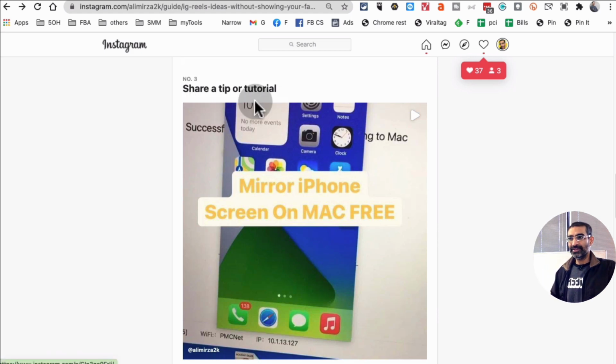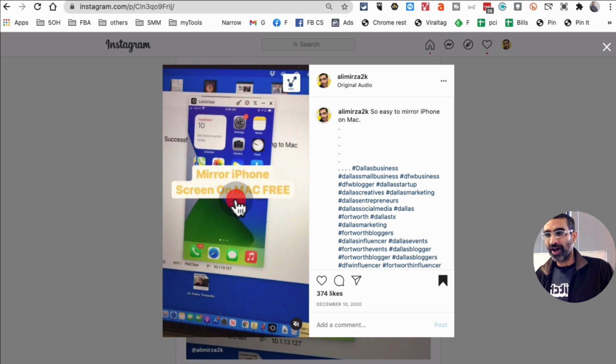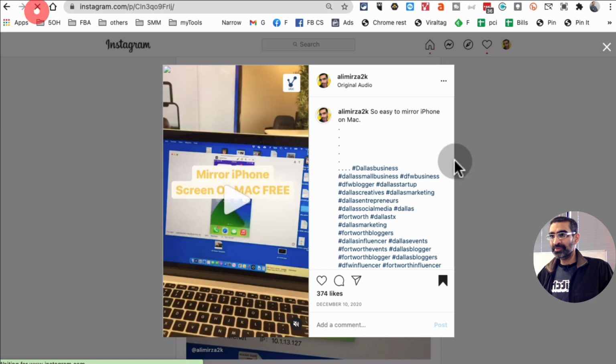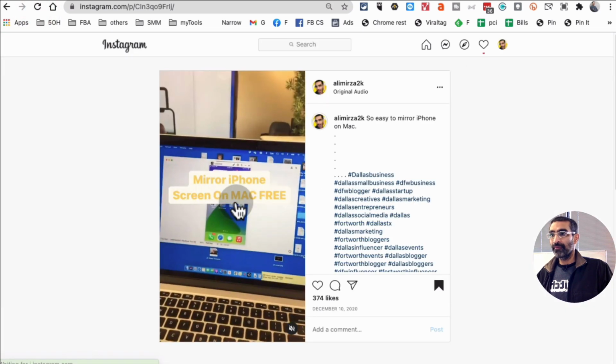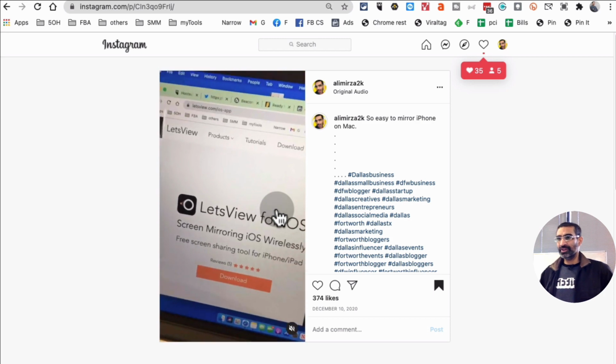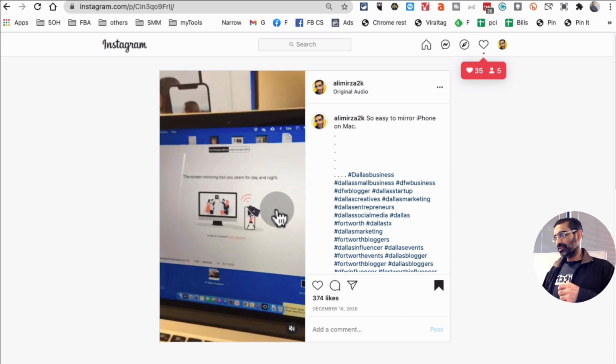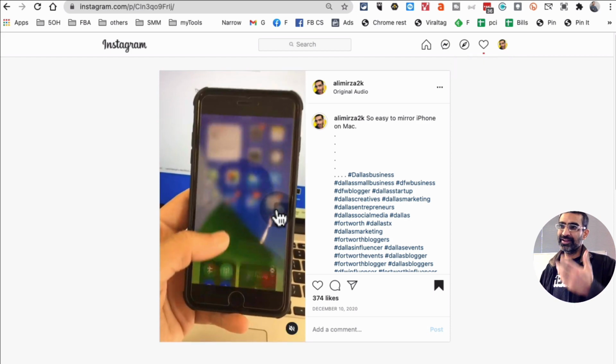Number 3 is share a tip or tutorial. So this happens a lot, people. I'm seeing a lot of people do different tips and tutorials without being on the camera. So this was a simple tutorial I did. I don't think I'm on the camera. Someone asked me this question about how do you mirror the screen of your iPhone on the Mac. I think that's what I did.